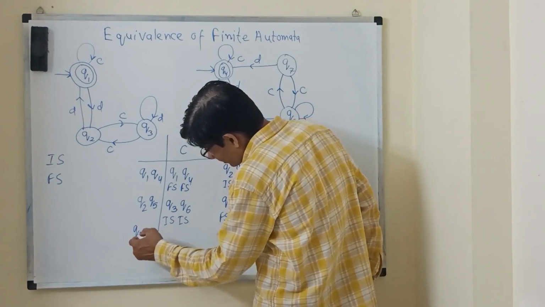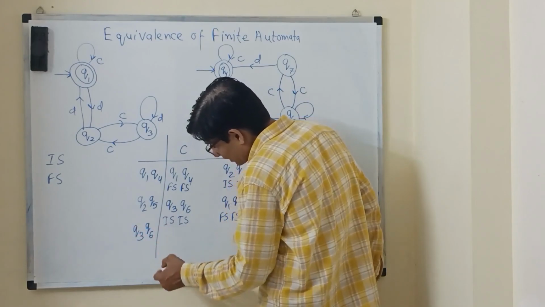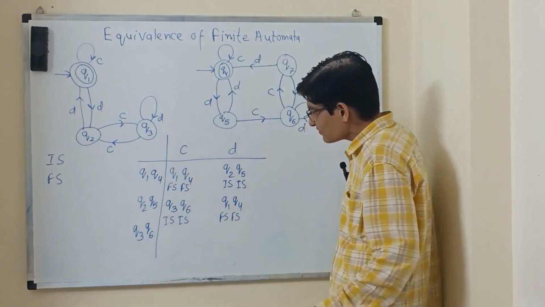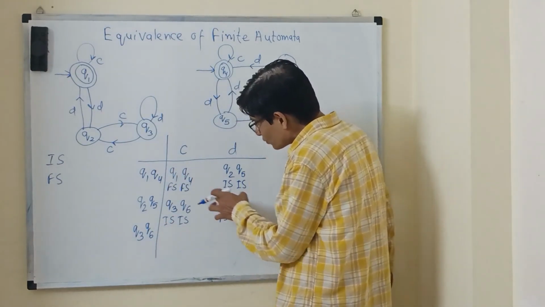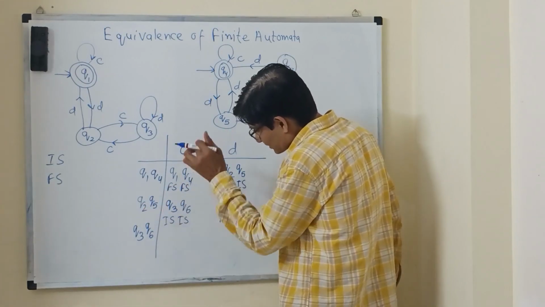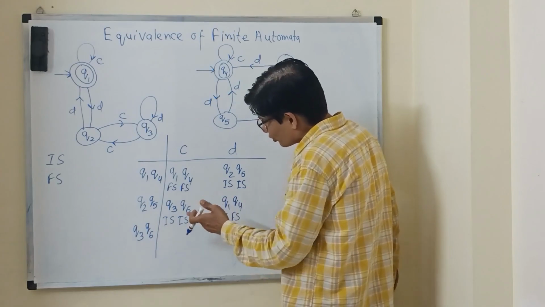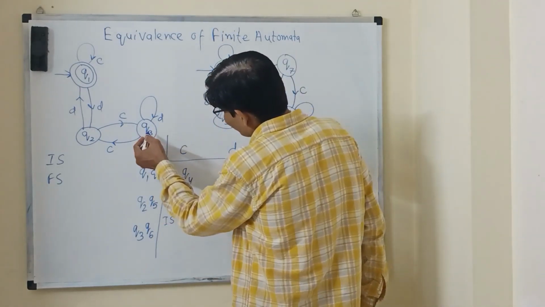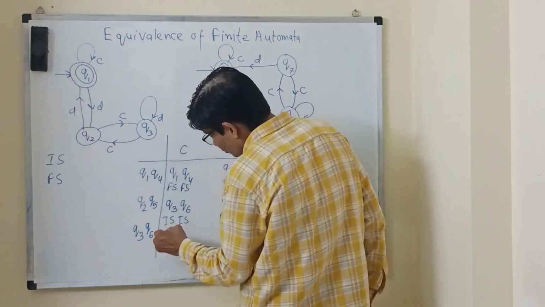Now we will apply the same process on Q3, Q6. As we have already seen Q1, Q4 and Q2, Q5, the new state is Q3, Q6, so we will apply the same process on it. Now on Q3, if we are applying C, we are moving to Q2.